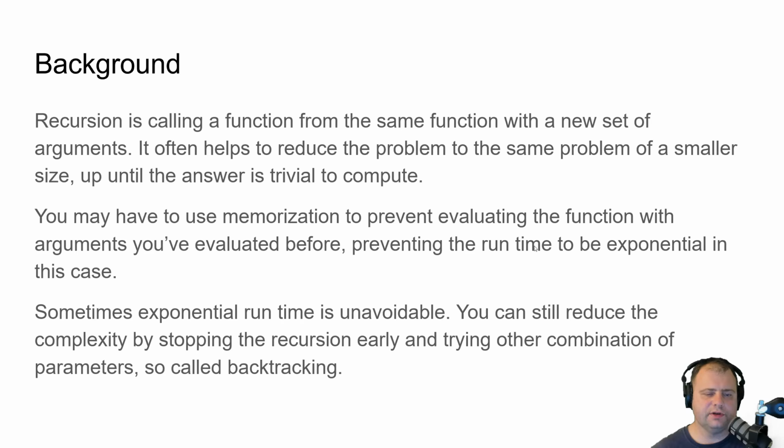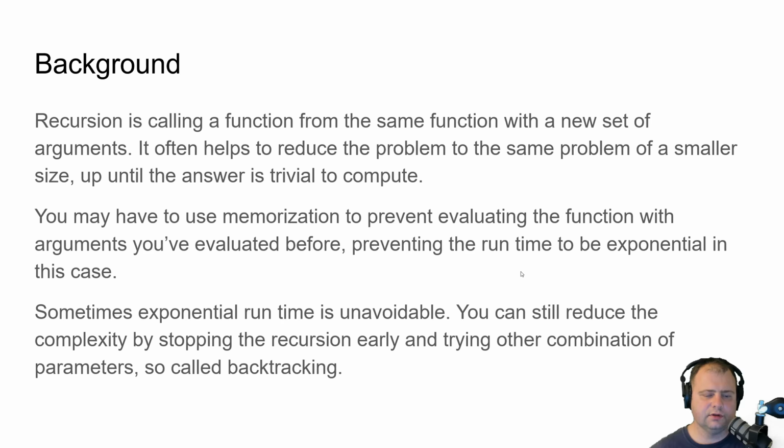Also, you may have to use memoization to prevent evaluating the function with arguments you evaluated before, and you can often prevent the runtime from being exponential in this case, and get it under control and be more like linear, or like the space of argument values.